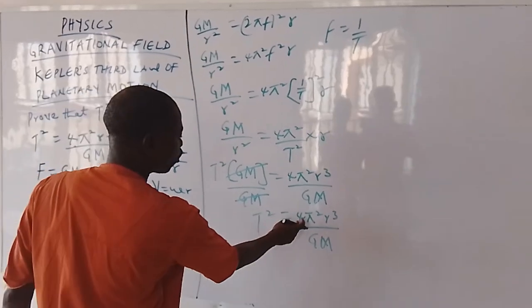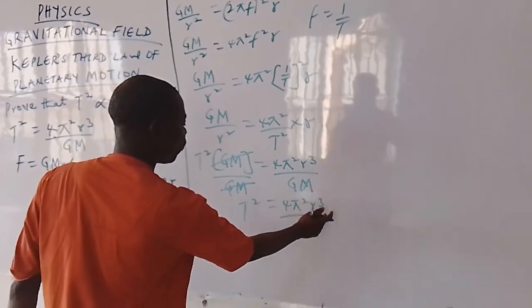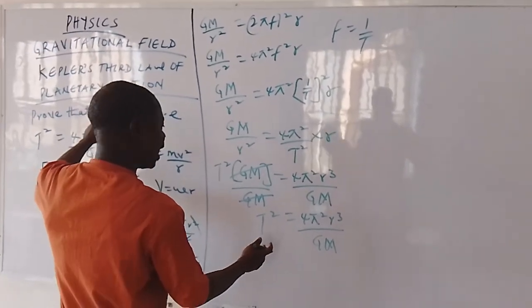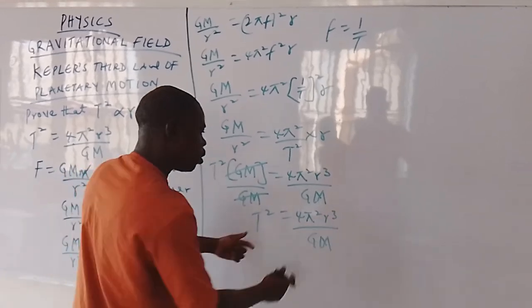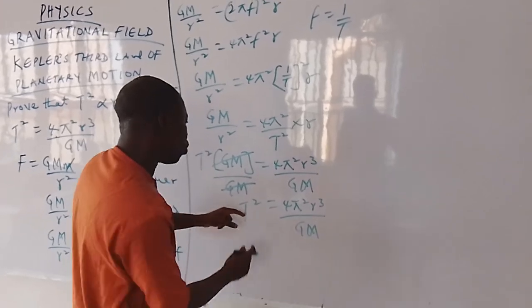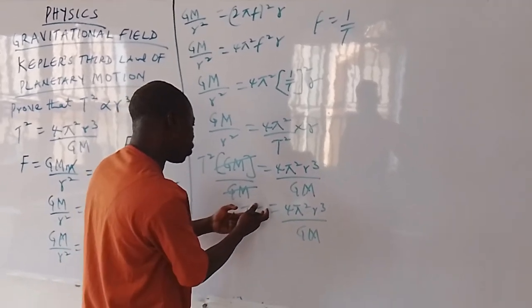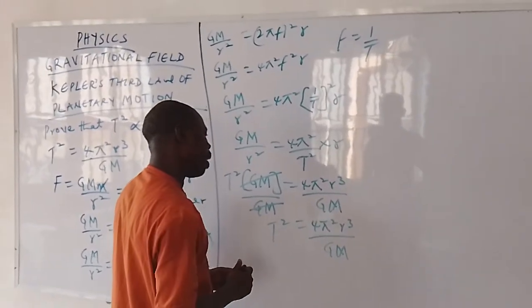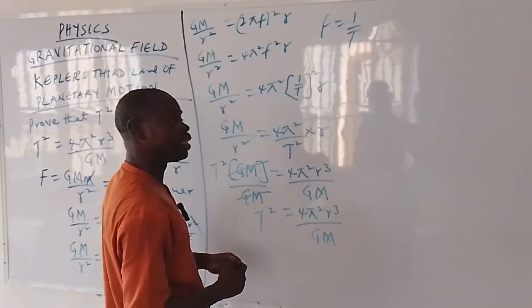So T squared is equal to 4 pi squared r cubed over GM, which signifies that T squared is directly proportional to r cubed. We all know that 4 pi squared over GM are constants. So the only variables we are concerned with are the period and their mean distances. So that is the end of the session.